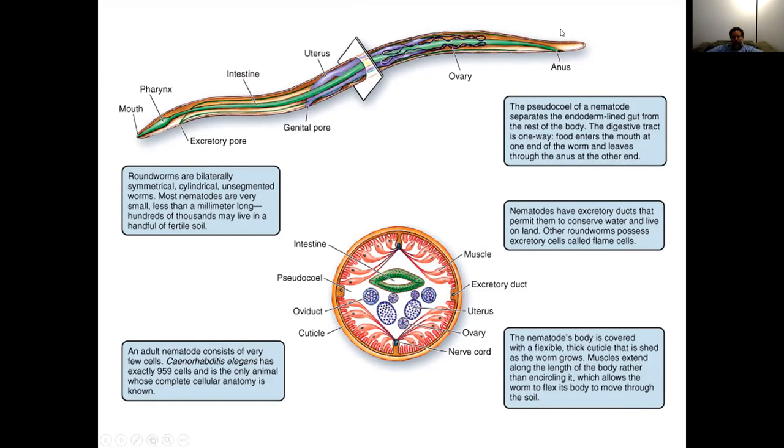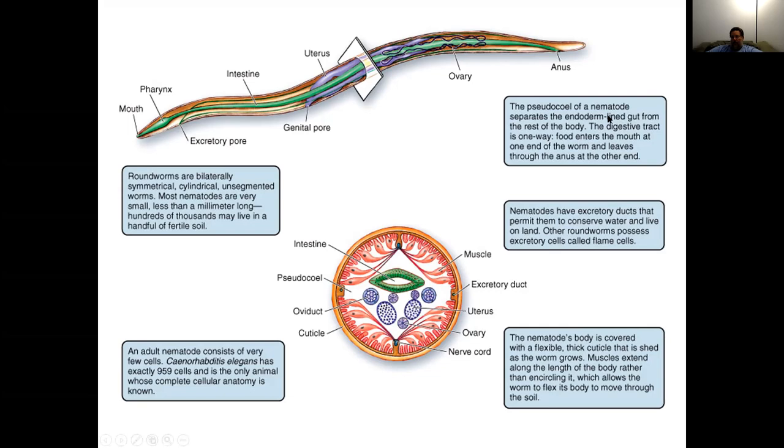Hundreds or thousands may live in handfuls of fertile soil. And adult nematodes consist of very few cells. One of the most famous ones is known as C. elegans, and it's basically one of the most studied animals. It has exactly 959 cells, and it's the only animal whose complete cellular anatomy is known. So this is why it's extremely well studied, and it's a very good system for studying unique aspects of animals and their development because they're manageable. So sometimes studying simple animals helps us to understand more complex animals.